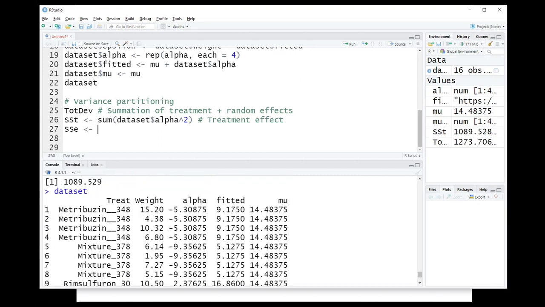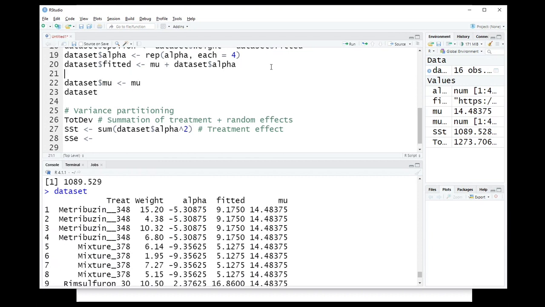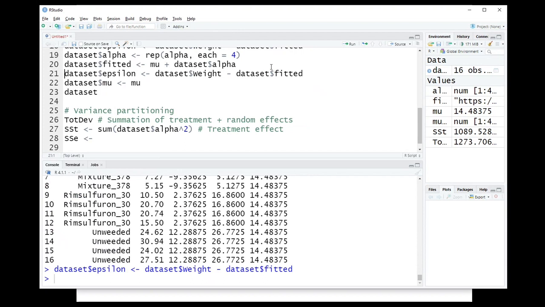Where is the error here? It is not here because we did not add it. What can we do now? Making minus something. Yeah, we can take that, and epsilon is equal to data set weight minus data set fitted. Right? Here we go.